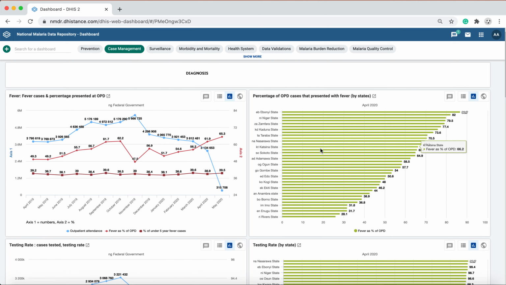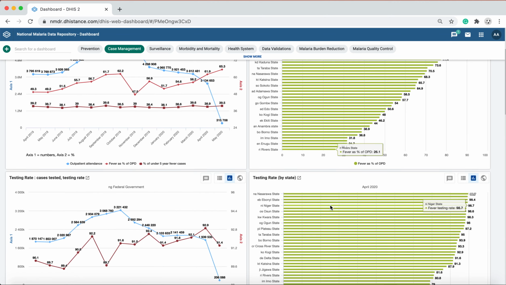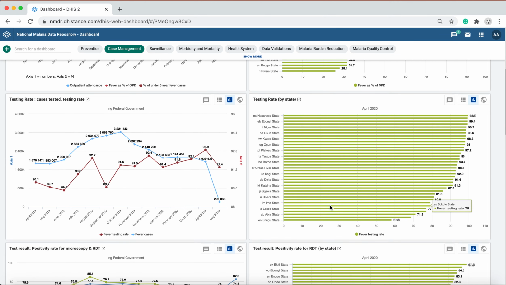So then the same pattern, you can see the state disaggregation in April. There is a presentation of fever, almost 86% of those that are presented to the OPD are fever in Ebonyi State. Whereas if you come to Rivers State, you only have 26% of those that are presented to the OPD to be fever cases.